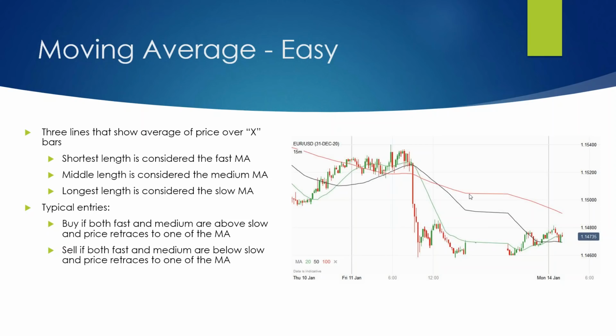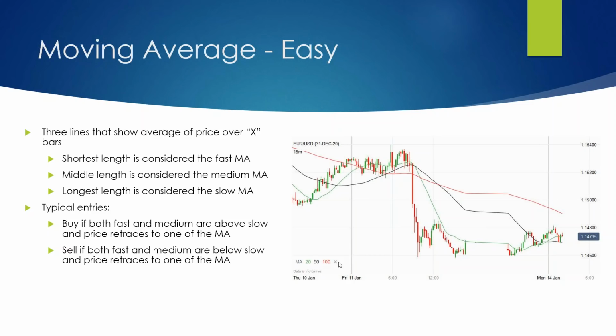Now, if you did not know that, if you look right here in the lower left-hand corner of the screen, do you see how it says MA 20, 50, and 100? So 20 is in green. That tells you it is the fast moving average. The 50 is in black, so that's your medium term moving average. In red is your slowest moving average, also the highest number. Does everybody understand that?